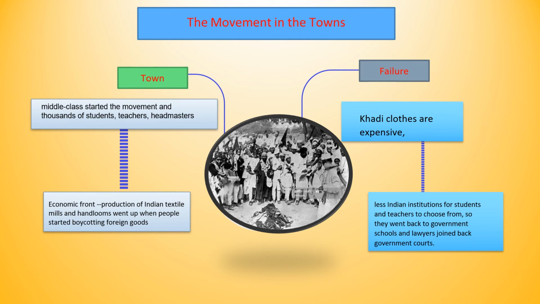Number 1, khadi clothes were very expensive and the common man could not afford them, so they had to go back to foreign clothes. Number 2, there were no alternative institutions for the students, teachers, judges, etc. So this affected the livelihood of the people and they had no other choice but to go back to the schools, offices, and courts set up by the British rule.